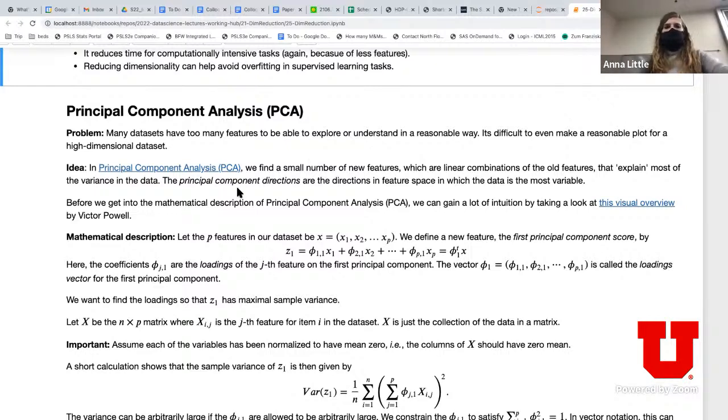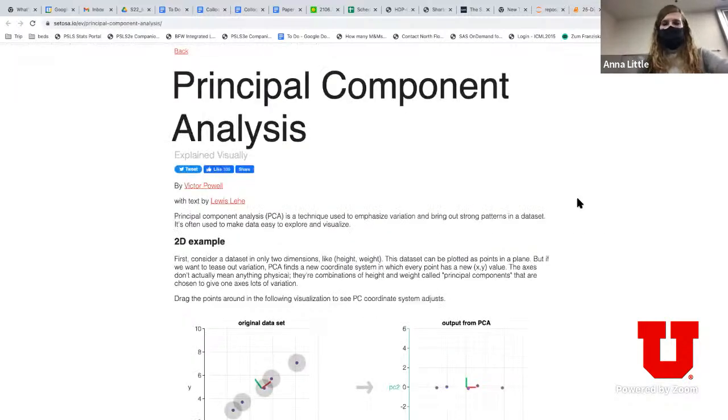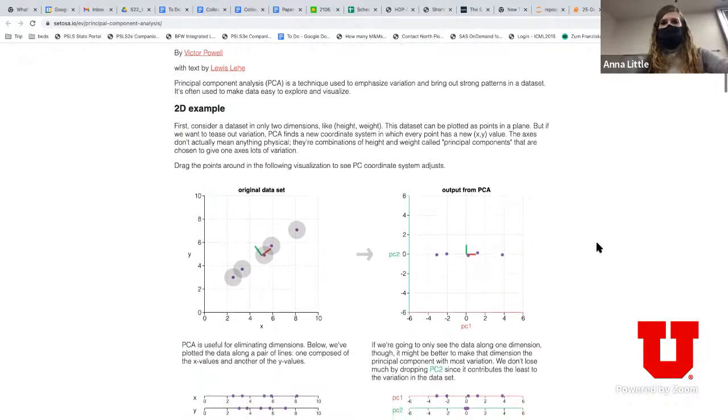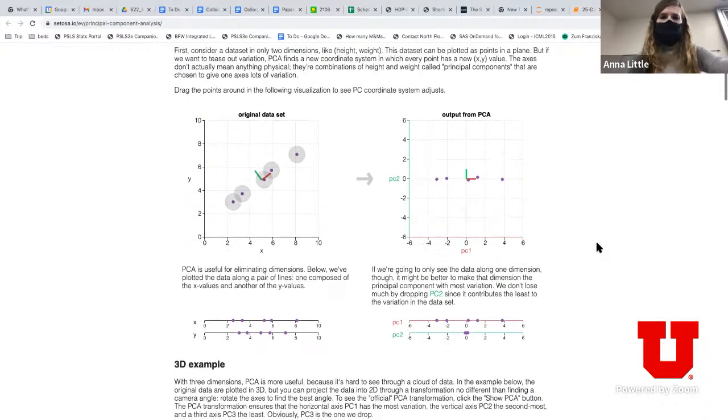Okay, so the principal component directions are going to be the directions in feature space in which the data is most variable. I think that's a lot to swallow, so to get an idea of what we're saying here, let's take a look at this little visualization. Let's say we start off with a data set like we have over here, which is just 5 points. What do you notice about these 5 points?